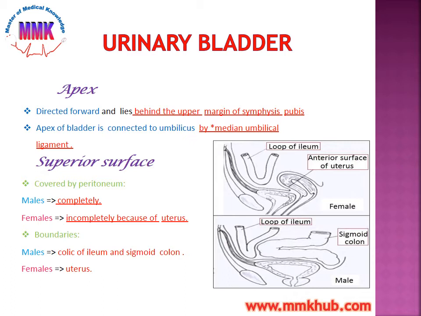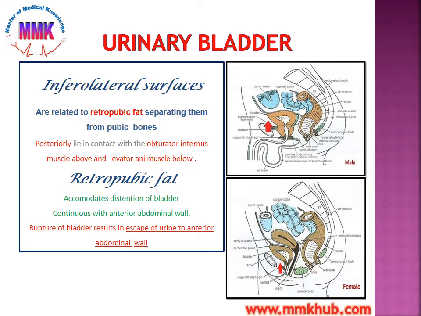Boundaries. The boundaries of the superior surface of the bladder in males are related to coils of the ileum and sigmoid colon, while in females, it is related to uterus. Inferior lateral surfaces. Inferior lateral surfaces are related to retropubic fat separating them from the pubic bones anteriorly, while posteriorly lie in contact with obturator internus muscle above and levator ani muscles below.